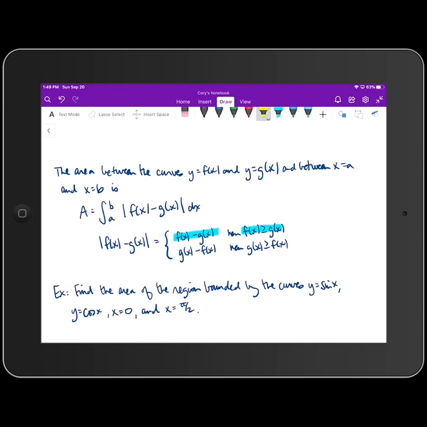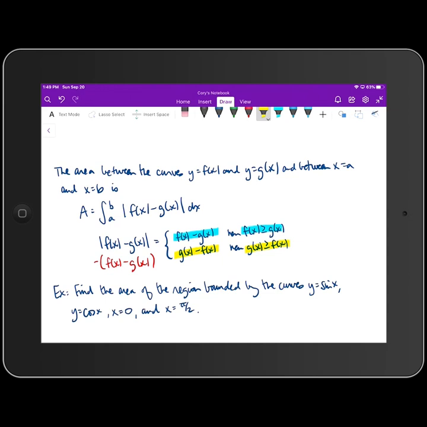The second possibility is when g of x is greater than or equal to f of x. So if g of x is the larger function, when we take the absolute value of f of x minus g of x, the value that we're getting inside the absolute value bars is going to be negative. And when we take the absolute value of something that's negative, we take the opposite of that expression, which is going to be the opposite of f of x minus g of x, which gives us the function g of x minus f of x. So when we have our integral set up in that way, we always take the bigger function minus the smaller function.